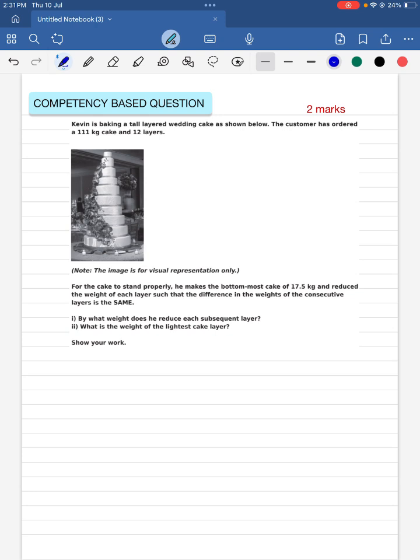Now, we have been given that the bottommost layer of the cake is 17.5 kg, which means let's take the first term of our AP, a, equal to 17.5 kg. And d is what we are trying to find out in the first part. We know that there are totally 12 layers, so the value of n is equal to 12, and the total weight of the cake, that is S12, is equal to 111 kg.